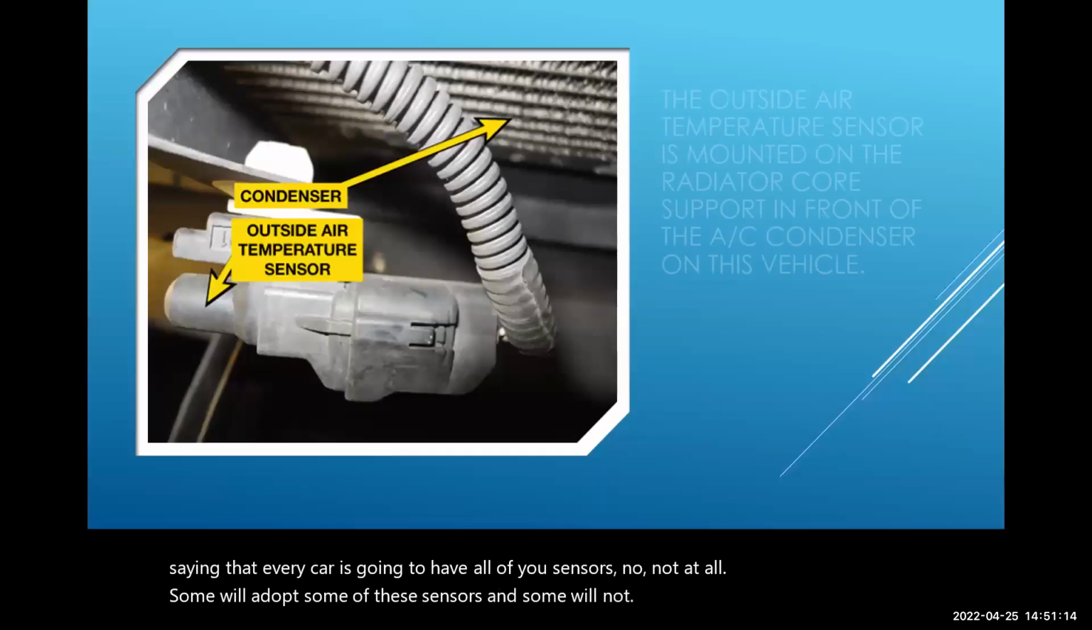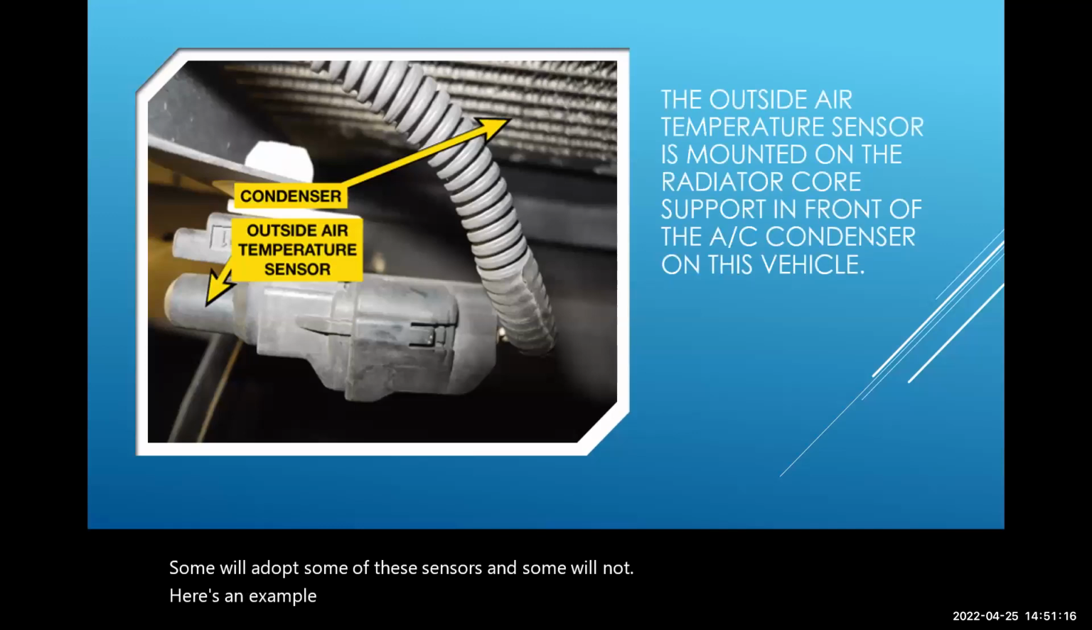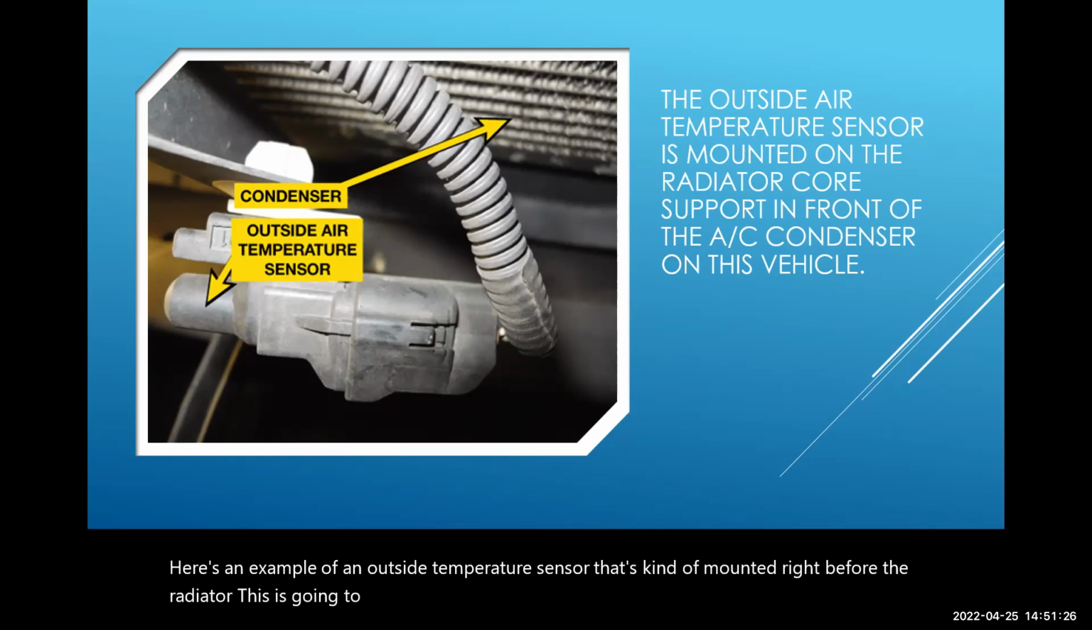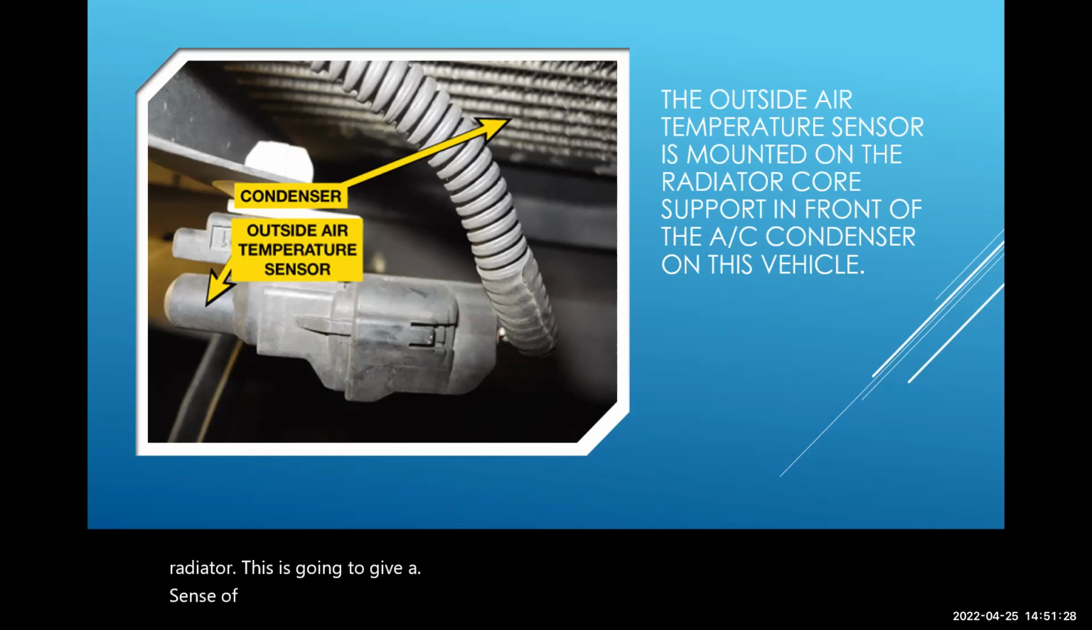So here's an example of an outside temperature sensor that's kind of mounted right before the radiator. This is going to give a sense of what the temperature is outside. And you see right next to here my condenser. It's right in front of the condenser.